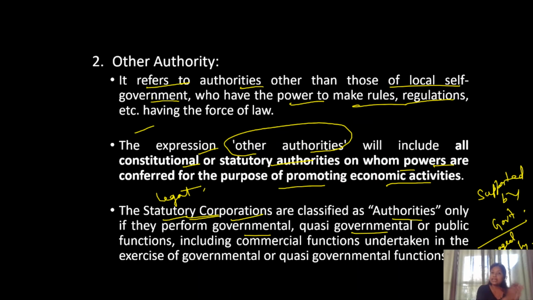Got it? So, any statutory corporation can be classified under this authority if they perform governmental, quasi-governmental or public functions, including commercial functions. Either they are doing governmental work, or commercial work, or they are supported by the government but managed privately by others. These authorities also can be treated under the purview of other authority if they are not a local authority.